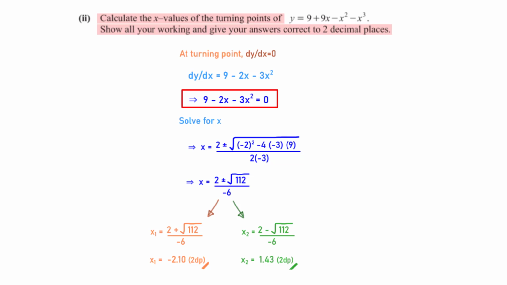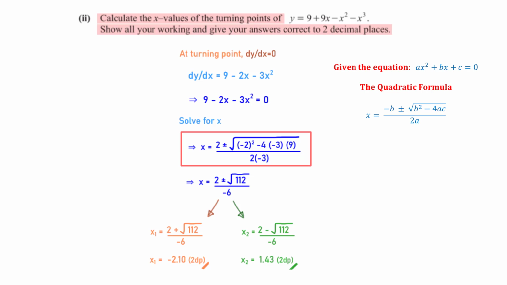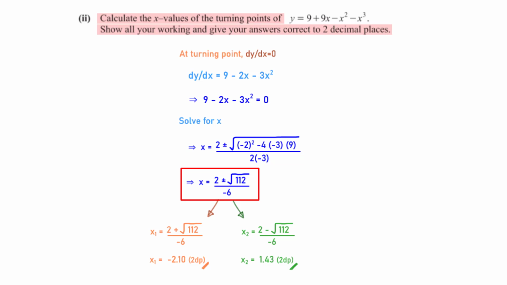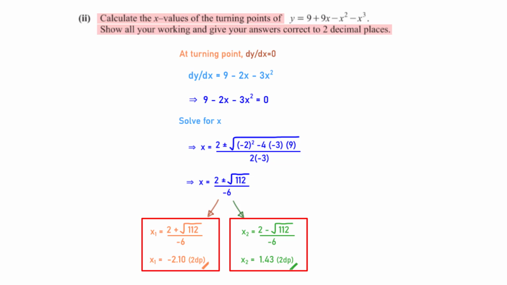To solve for x, we apply the quadratic formula and this is what we get. The numbers under the square root, negative 2 squared minus 4 times negative 3 times 9, gives us 112. And for the denominator, 2 times negative 3 is negative 6. For the first value of x, we get negative 2.10 rounded to 2 decimal places. And for the second value of x, we get 1.43 rounded to 2 decimal places.